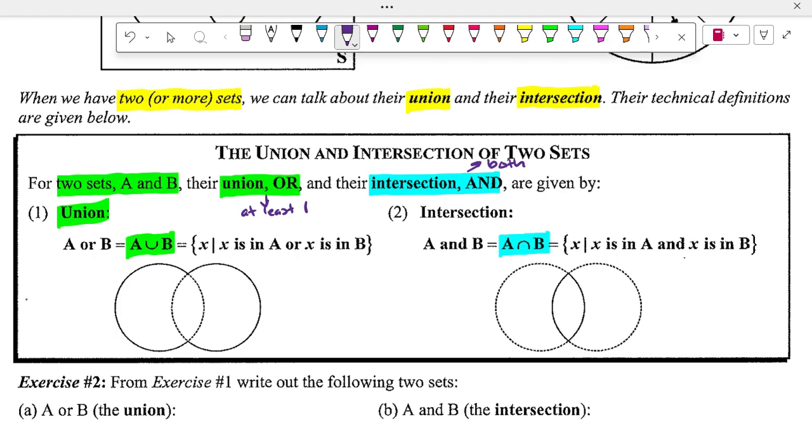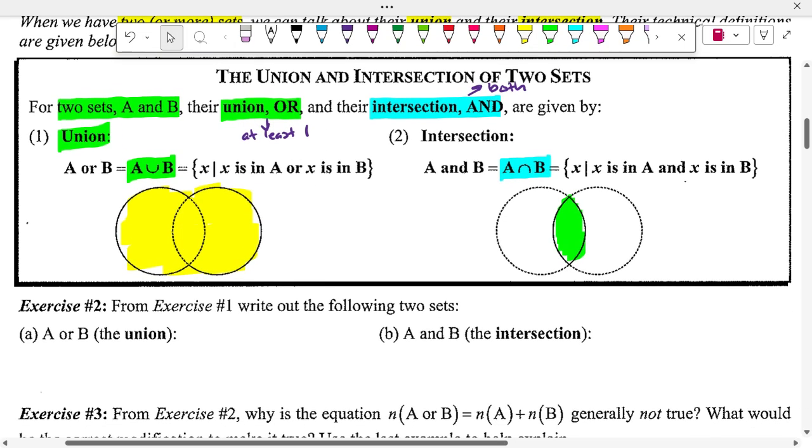Okay, so union means we're melding the two circles together. So if we're looking at the Venn diagram, everything that's between those two circles is within the union. Whereas the "and" would just be in the intersection of the two circles, because that's where they intersect.